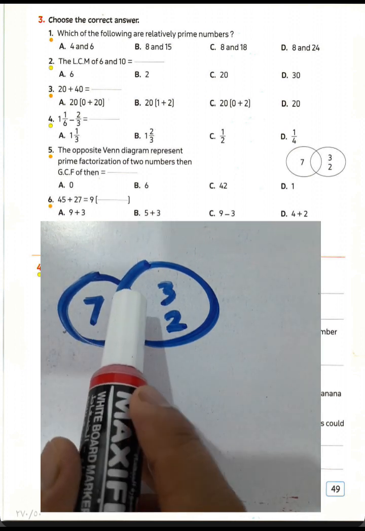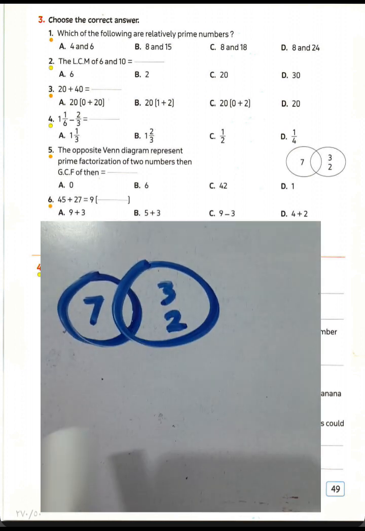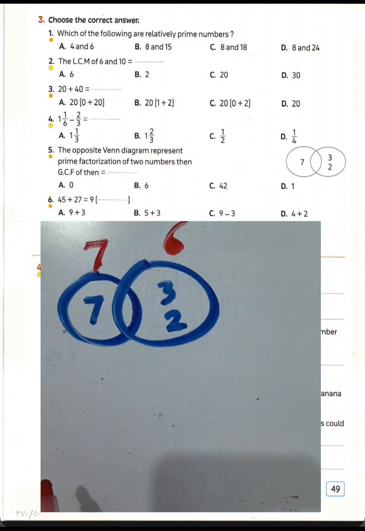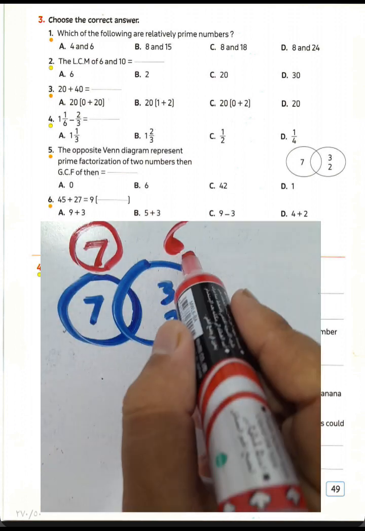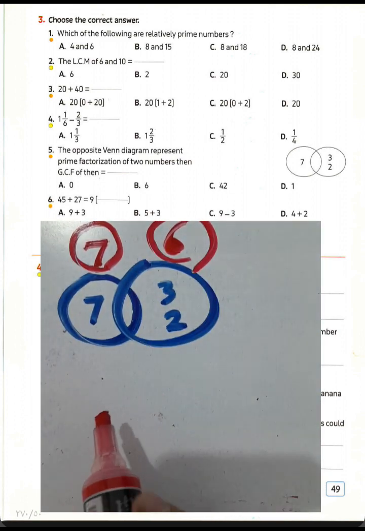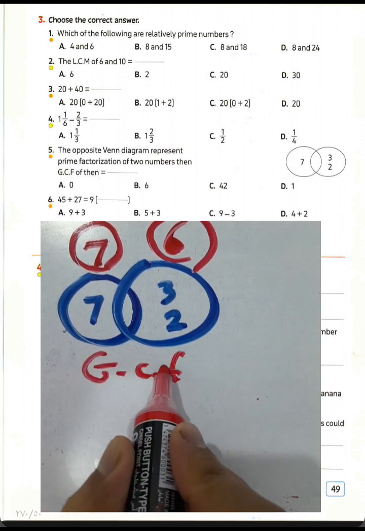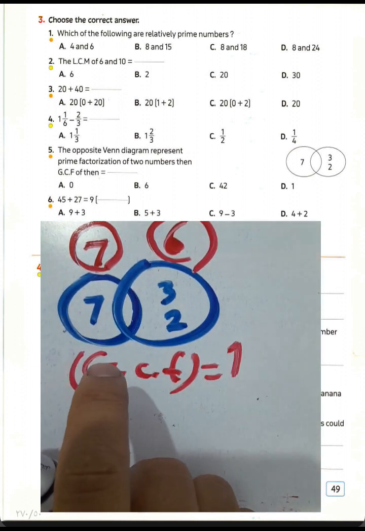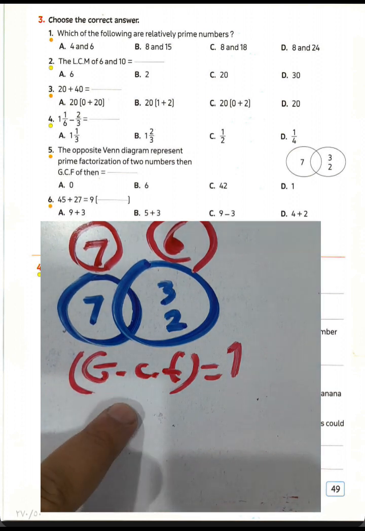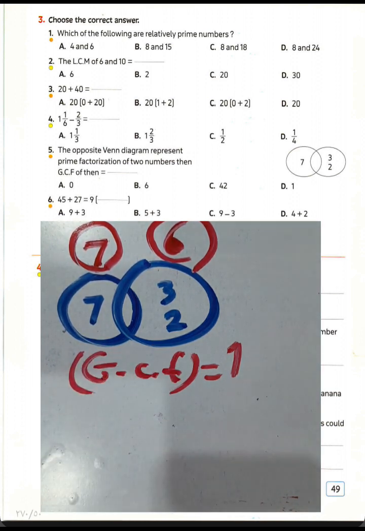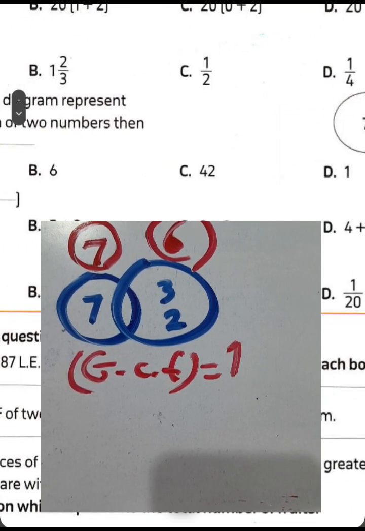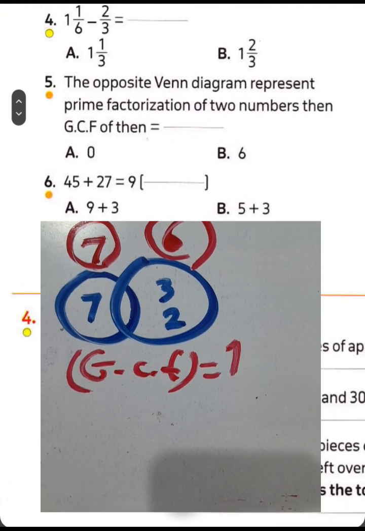This part, the space, means we don't have any common number. The first number was 7 and the next number was 6. 2 times 3 equals 6. Then the greatest common factor between them will be equal what? Equal 1. Okay? Understood? If in a Venn diagram this part is empty, it means the greatest common factor between the two numbers equals 1. Understood? The result will be 1. Choose letter D. What about question number 6?